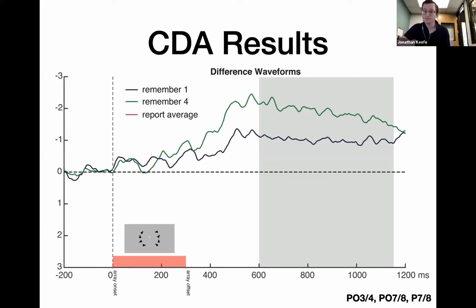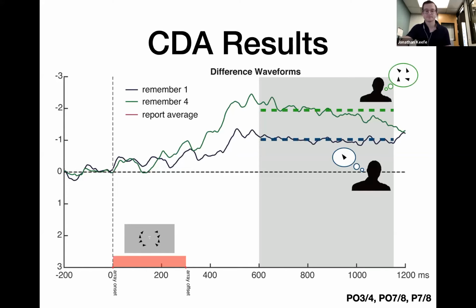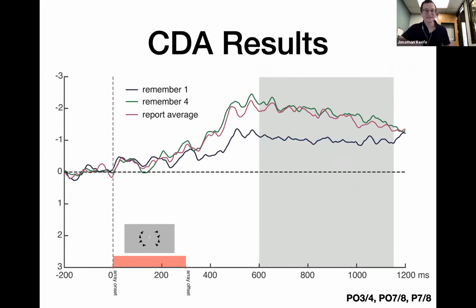The important question, though, is what the report average task looks like. If ensemble processing occurs quickly and without individual item information, then we would expect that the CDA looks similar to the remember one condition, with the one remembered item being the average orientation. However, if ensemble processing is effortful and involves holding information about the set in working memory, then we would expect that the CDA looks more like the remember four condition, representing the four items over which subjects are averaging. So, little drum roll, here we go. In fact, we see that the report average task CDA is nearly identical to what we observe in the remember four task.